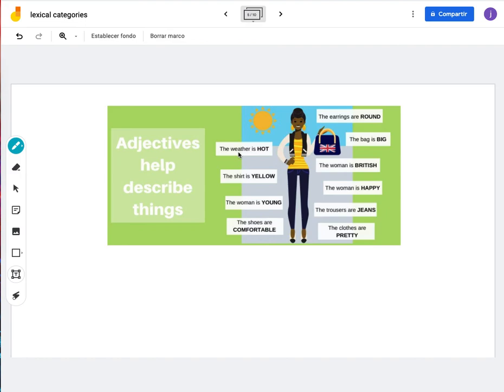Another example could be another sentence like this: the bag is big. So the bag is the noun, and the word big is the adjective because this word describes the bag, answering the question what the bag is like. So remember, adjectives describe and modify nouns. So we are going to see the next lexical category, which is verbs.